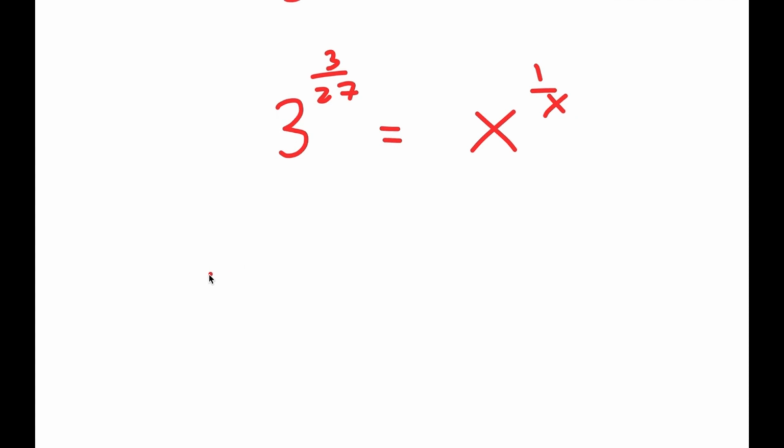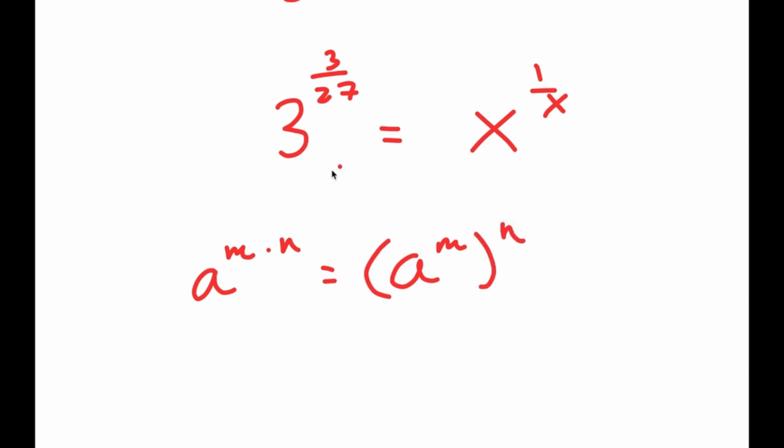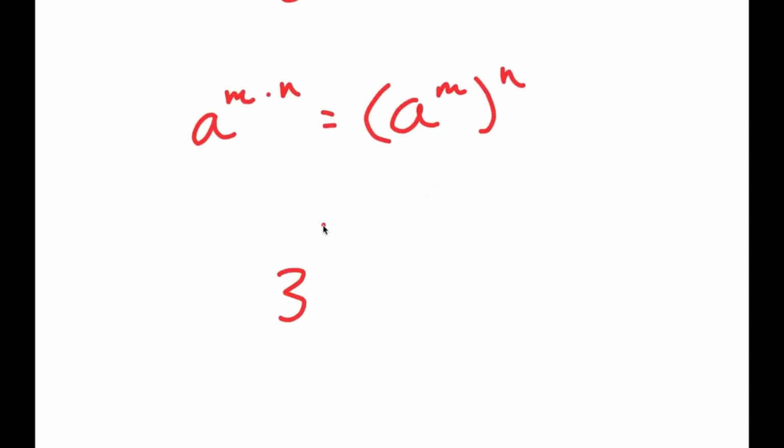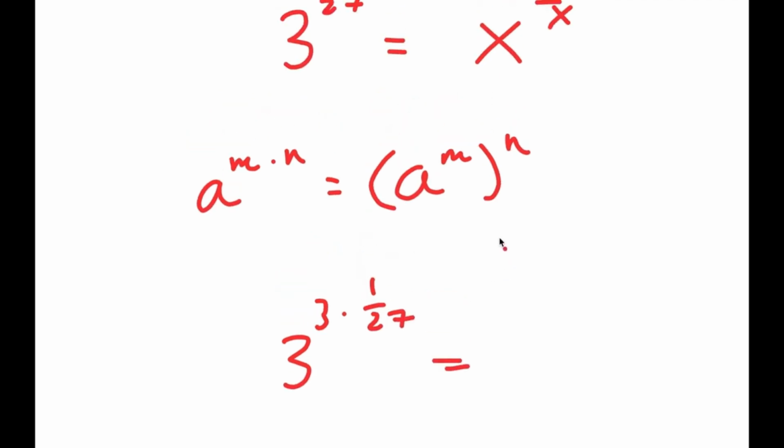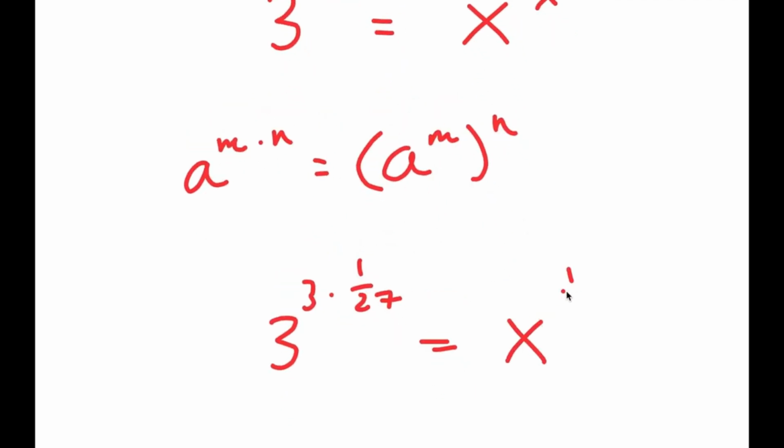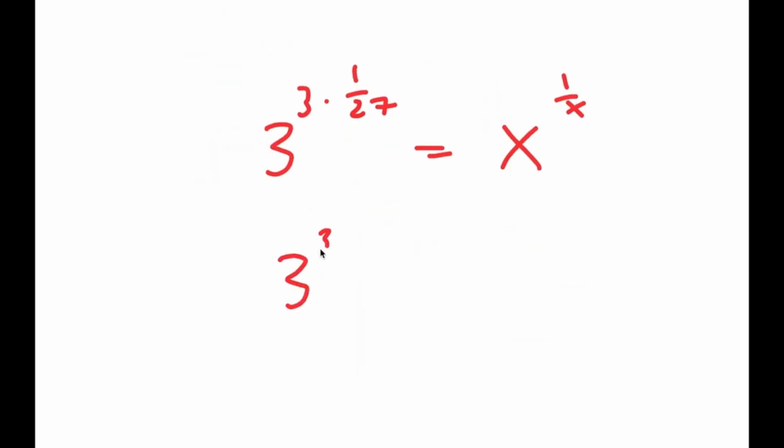And if I have something, remember, in the form a to the power of m times n, this is equal to a to the power of m to the power of n. So we can rewrite 3 over 27 as 3 to the power of 3 times 1 over 27. And now I'm going to reverse this property and rewrite this as 3 to the power of 3 to the power of 1 over 27.